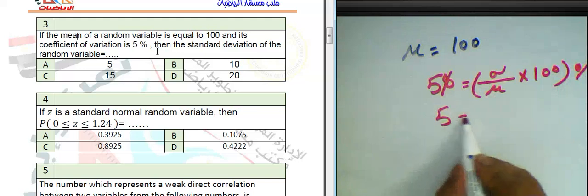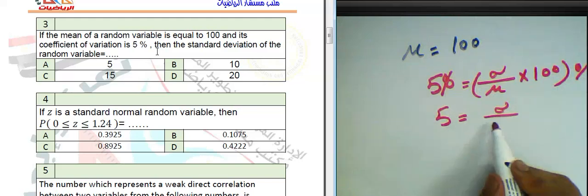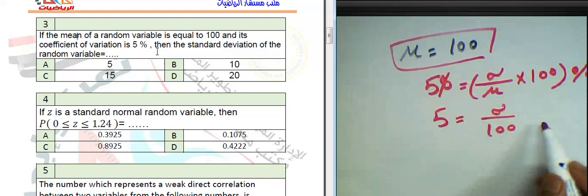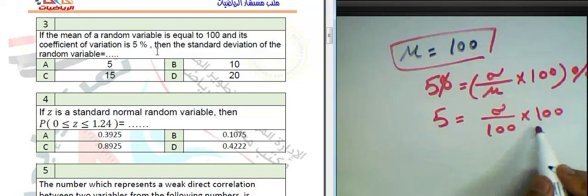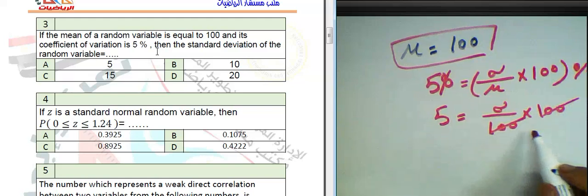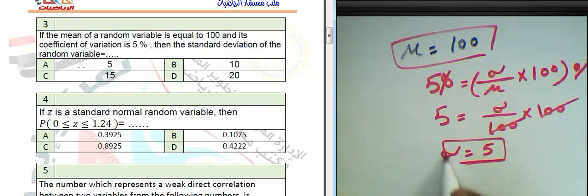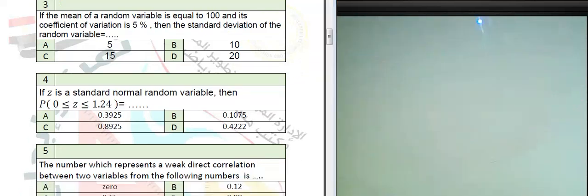So 5 will equal sigma over mu. He gives us in the example the mean equal to 100, multiplied by 100. We can cancel 100 by 100. They equal 1. 1 times sigma equals sigma. Sigma equals 5. Then the standard deviation of the random variable will equal 5. Okay? Choose letter A for this example. Question number 4.